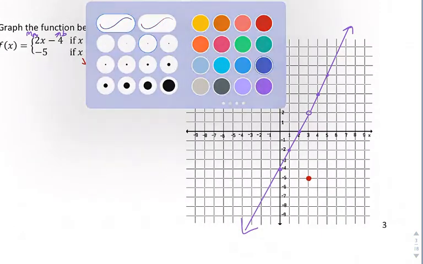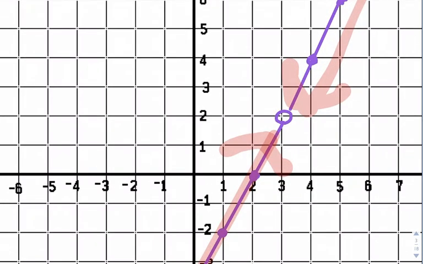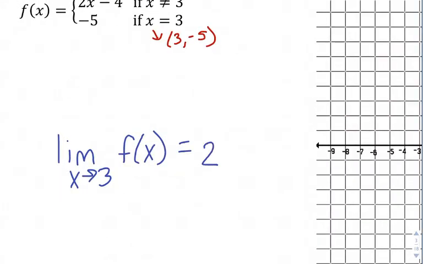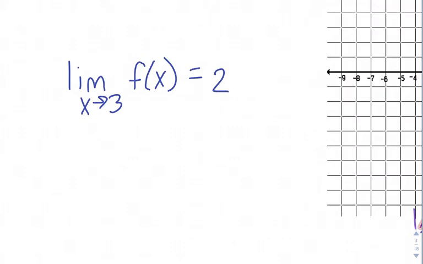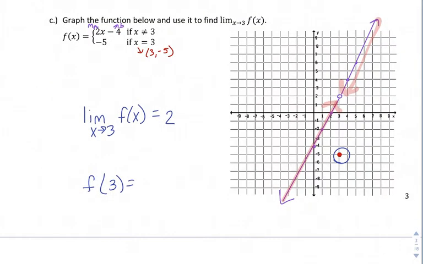So now what we're going to do is find the limit as x approaches 3 of this function. So since we're talking about the limit, we have to look at what this line is doing. So if I'm getting closer and closer to x equals 3, I notice my y value is getting closer and closer to 2 in both directions. Therefore, the limit as x approaches 3 is 2. Remember, that's different than f of 3, which is where this closed circle is, which is negative 5.